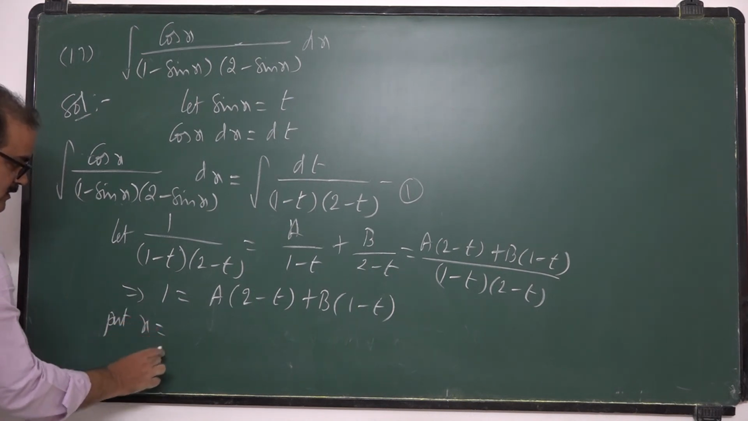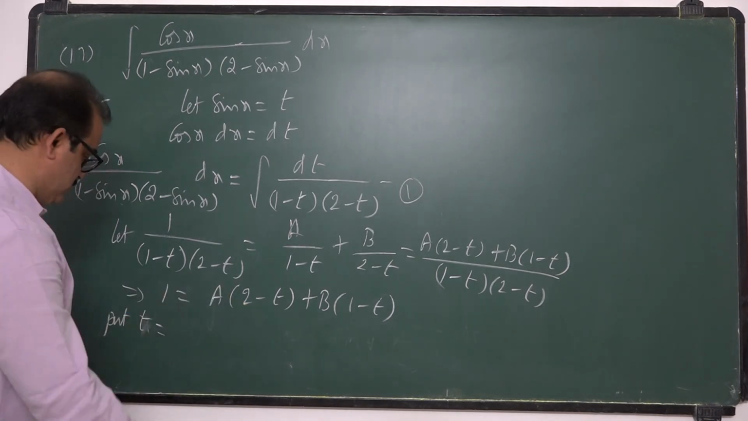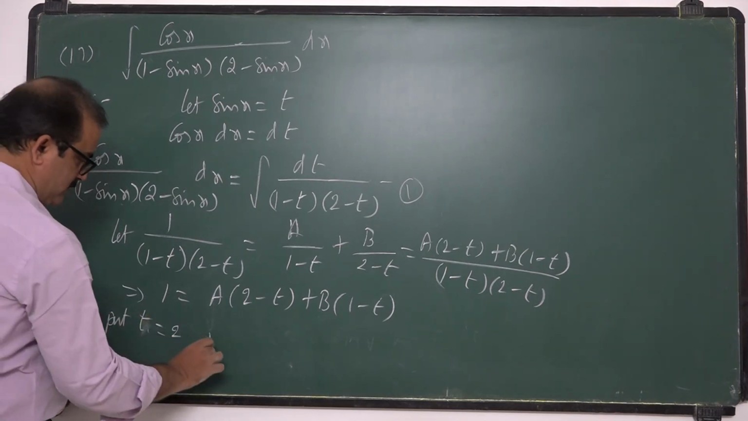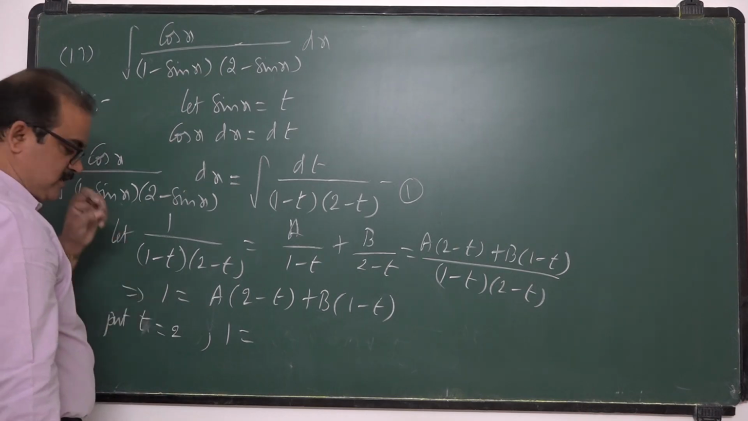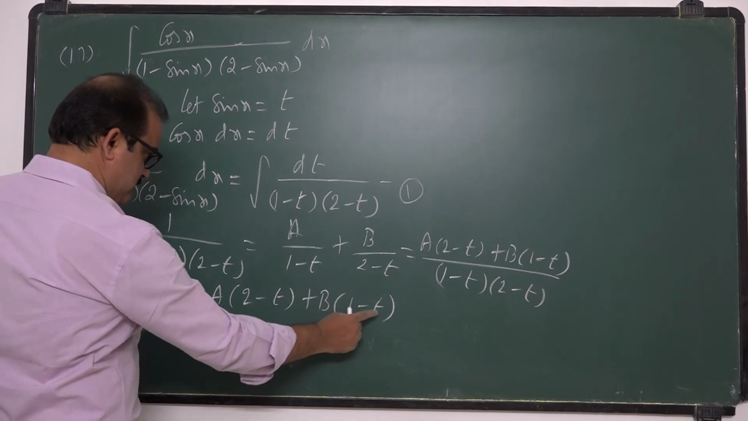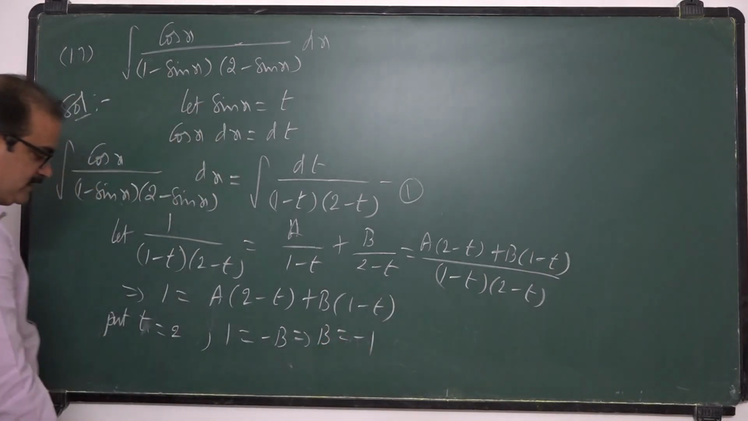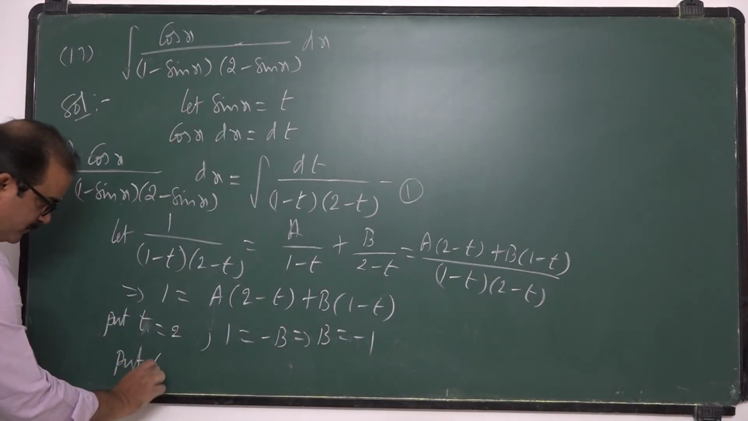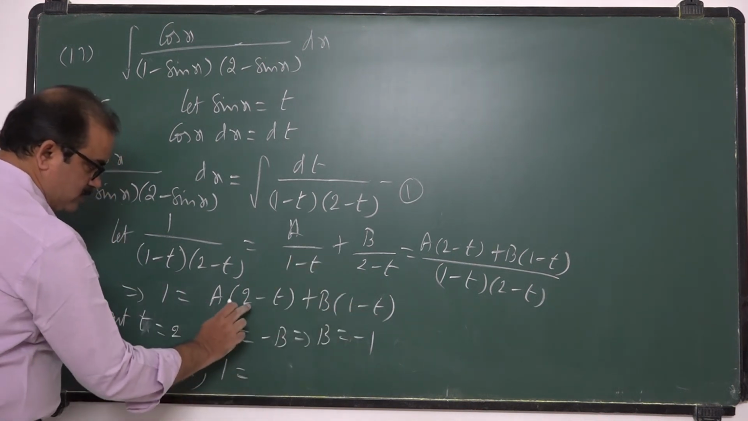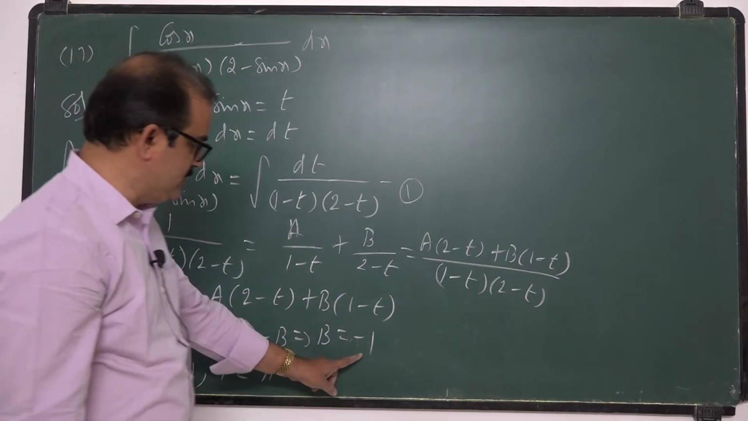Here the variable is t. If you put t is equal to 2, LHS 1 is equal to, there is no change in LHS, 1 is equal to, it is 0, 1 minus 2 minus 1 minus b. So b value is minus 1. Put t is equal to 1. 1 is equal to 2 minus 1, 1 a. So a is 1 and b is minus 1.